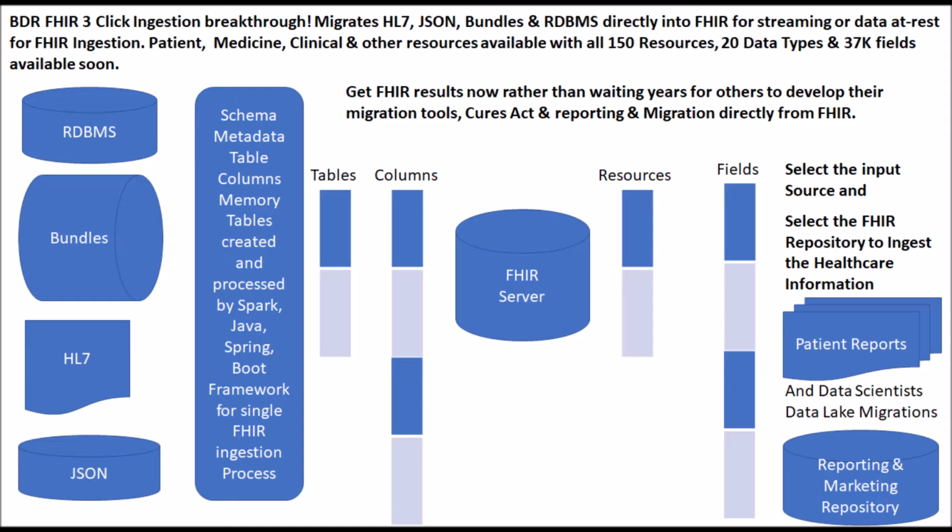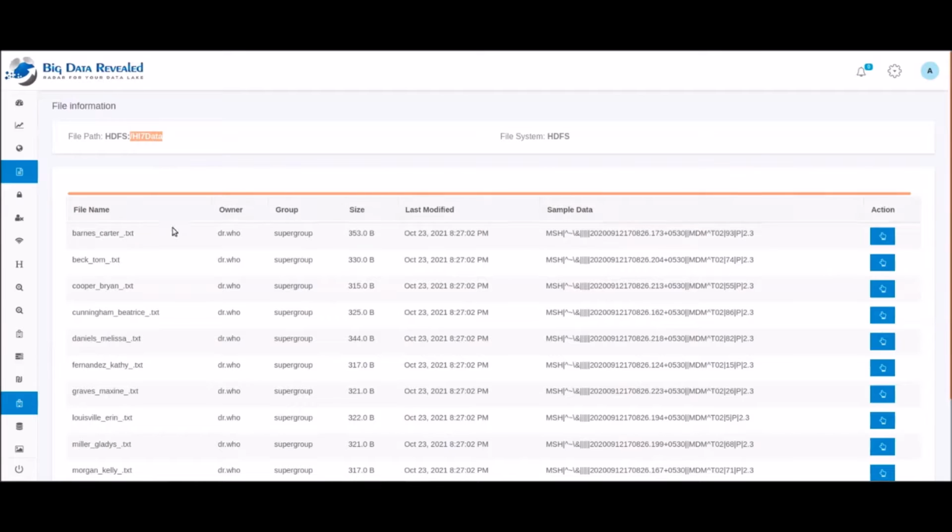BDR FHIR 3 Click Ingestion Breakthrough. Migrates HL7, JSON, bundles and RDBMS directly into FHIR for streaming or data at rest for FHIR ingestion, patient, medicine, clinical and other resources available with all 150 resources, 20 data types and 37,000 fields available soon. Get FHIR results now rather than waiting years for others to develop their migration tools. Cures Act and reporting and migration directly from FHIR.